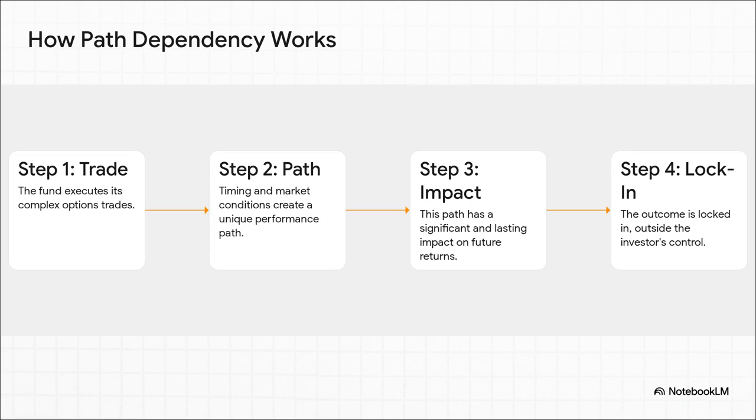Step 1, the fund makes its complex options trade. Step 2, the market conditions at that precise moment set the fund on a very specific performance path. Step 3, from that point forward, that initial path has a lasting, permanent impact on all future returns. And finally, Step 4, that outcome is now locked in. It's completely outside of your control, no matter what you or the market does later.